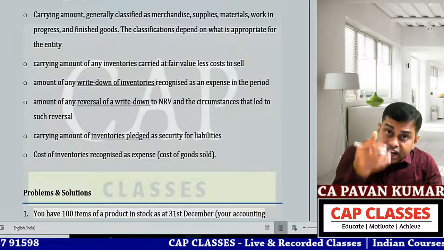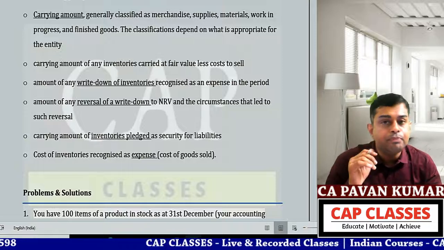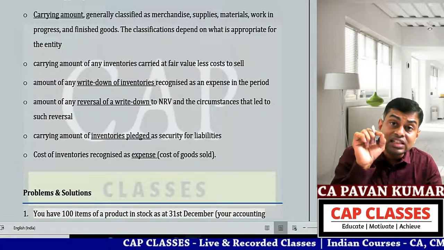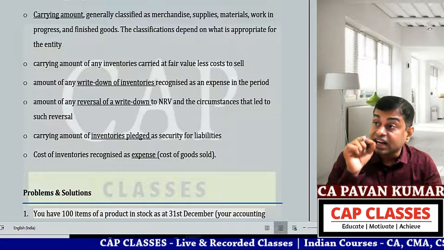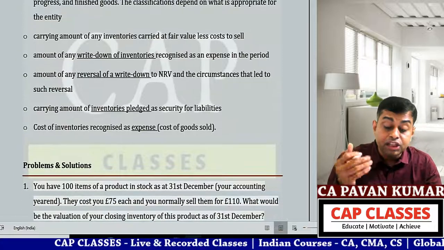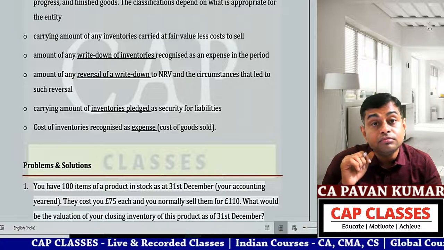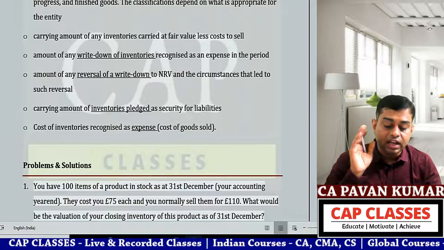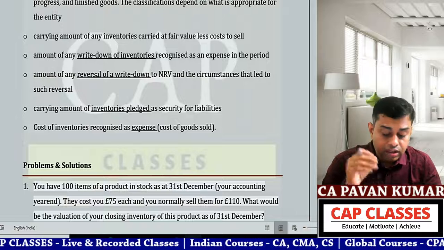So either you write down the inventory or you write up the inventory. Why are you doing that? What are the circumstances? What is the reason for reversal? Everything you need to disclose. Carrying amount of inventory pledged as security for liabilities. Hypothecation. Many working capital loans are taken on the basis of hypothecation. That you need to mention.